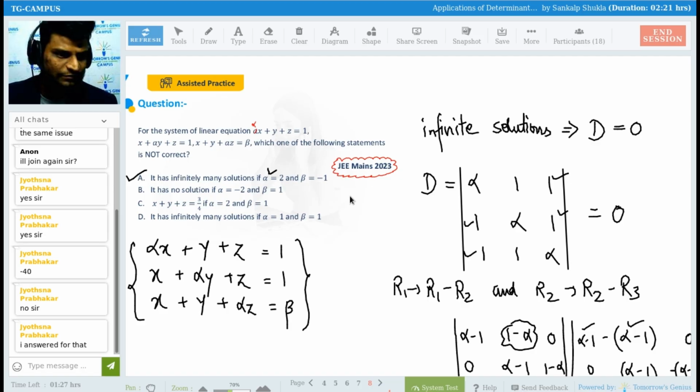Has anybody got the answer? It has no solution if alpha is equal to minus 2 and beta is equal to 1. X plus y plus z is equal to 3 by 4 if alpha is equal to 2 and beta is equal to 1. It has infinitely many solutions if alpha is equal to 1 and beta is equal to 1.